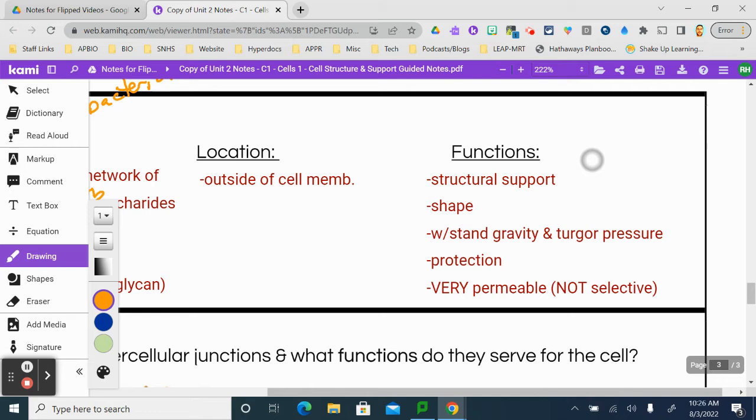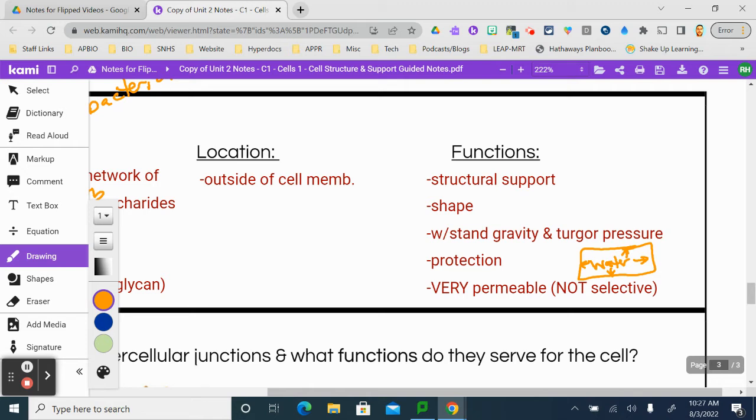Very, very rigid structure. It's able to withstand gravity. It's able to withstand turgor pressure. Turgor pressure is when we have a lot of water inside of the cell. That water puts pressure on the outside of the cell. Kind of think about it like a water balloon. The water inside of the balloon is putting pressure on the outside of the balloon itself. Well, that's what happens in these cells as well. And so the cell wall is able to withstand that. Protection, mainly from physical damage.